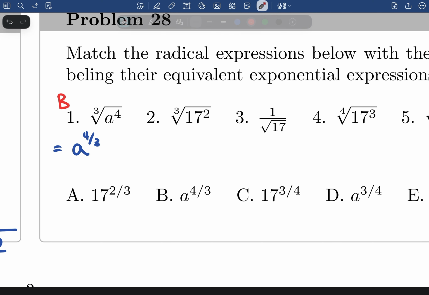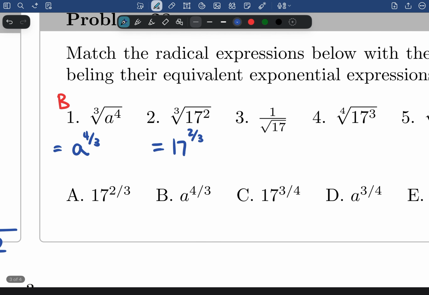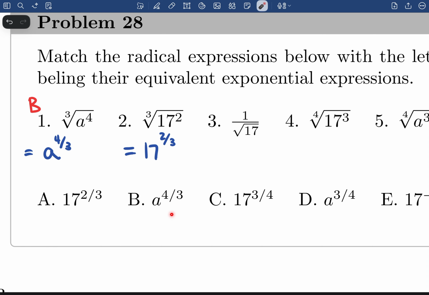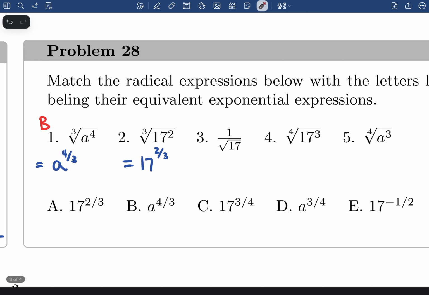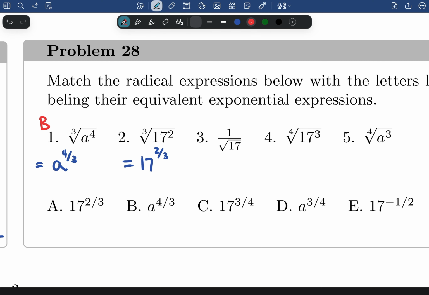Looking at number 2 here, I see the cube root of 17 squared, and I'll rewrite that as a rational exponent. I'm going to write this as 17 to the 2/3 power. The index is the denominator of the rational exponent, so I write 2/3. Now I look at my possible solutions. Do you see 17 to the 2/3? Yes, I see it. It's option A. So number 2 is option A.